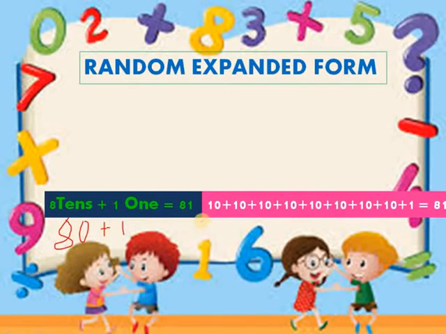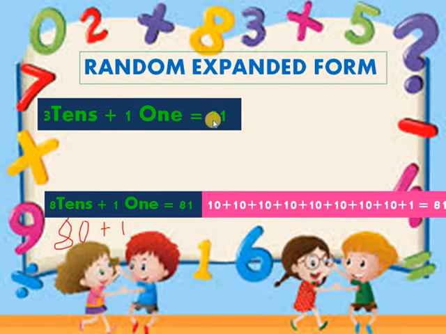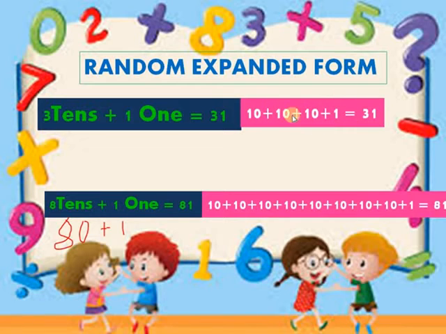Next, 56. In 56, 6 is in ones place, so 6 ones. 5 is in tens place, so 5 tens. 5 tens plus 6 ones is the expanded form of 56. This is the expanded form, which means 10 plus 10 plus 10 plus 10 plus 10 plus 6 is equal to 56.